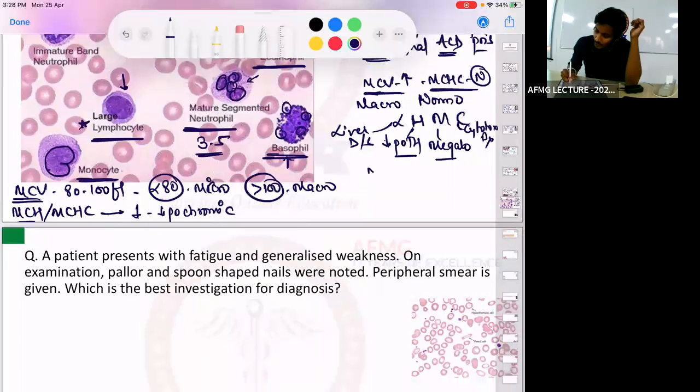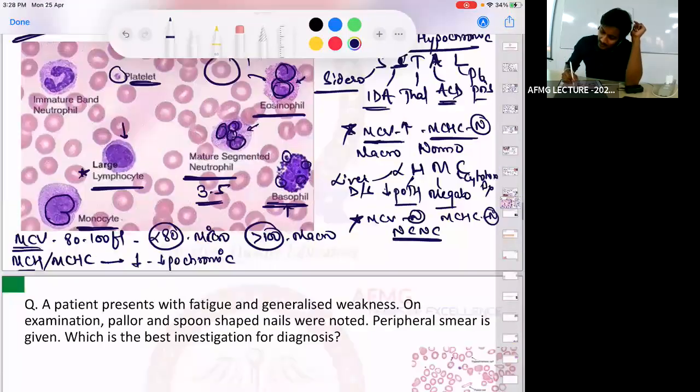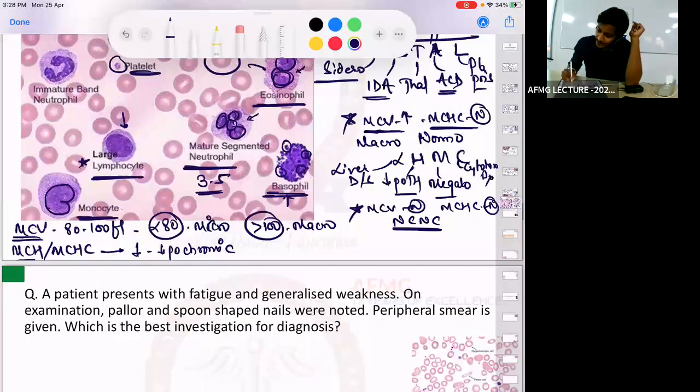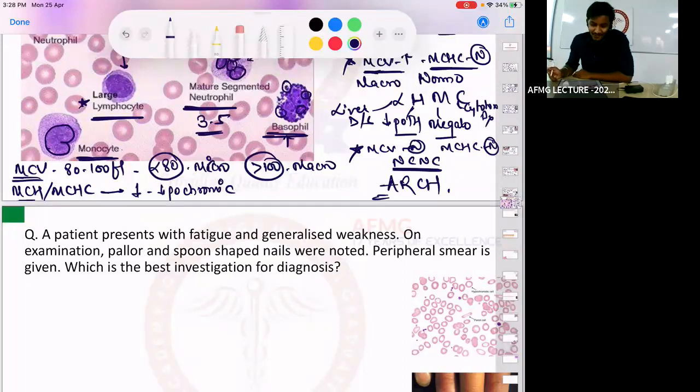Next, if MCV is also normal, MCHC is also normal, so this is a normocytic normochromic anemia. Mnemonic is ARCH, which I gave last time. A for aplastic anemia.